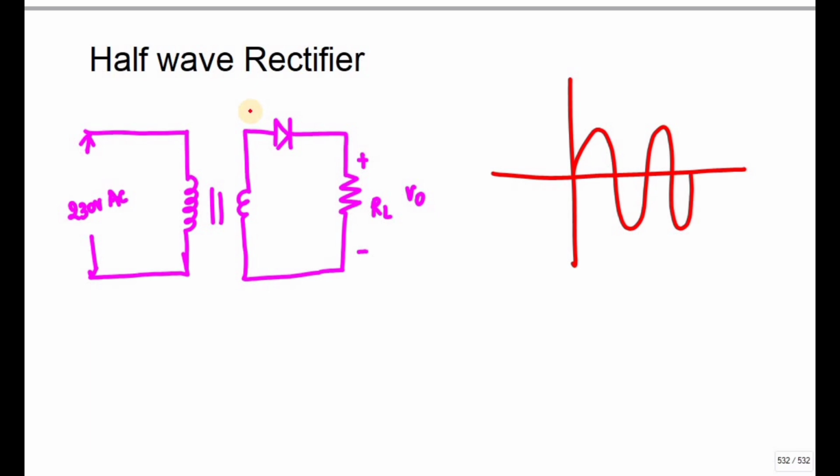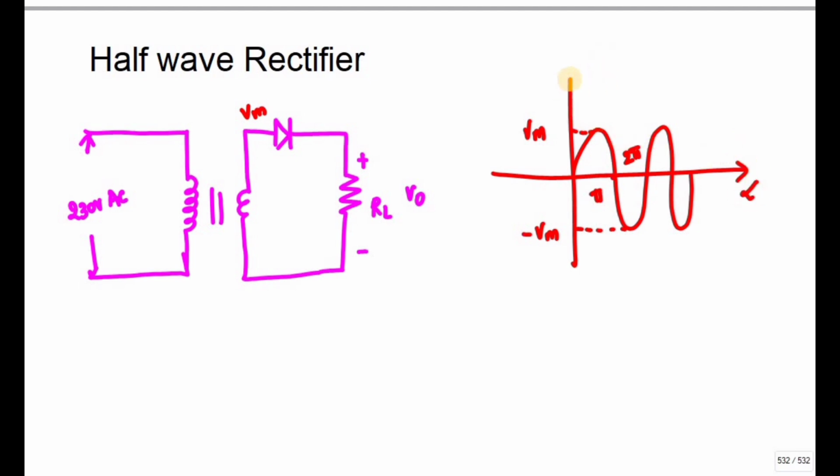So it consists of a transformer. Here I have used a step-down transformer. The number of windings at the secondary side is lesser compared to the primary side, and I have one diode which acts as a one-way switch, and I have a load resistance. Across that, the output has to be taken.